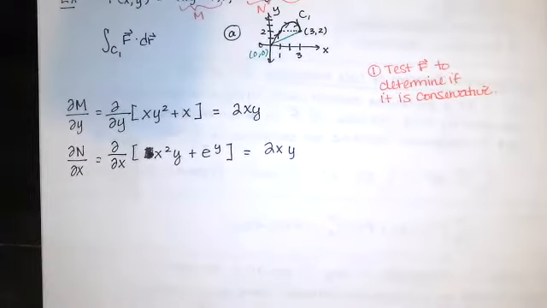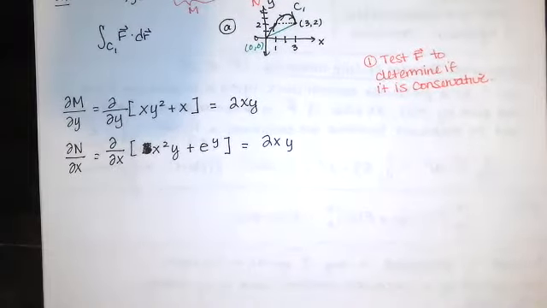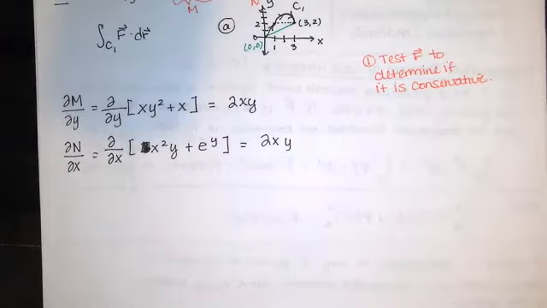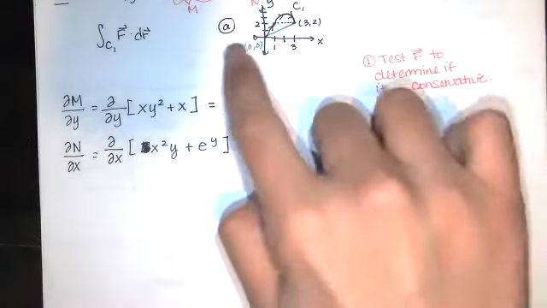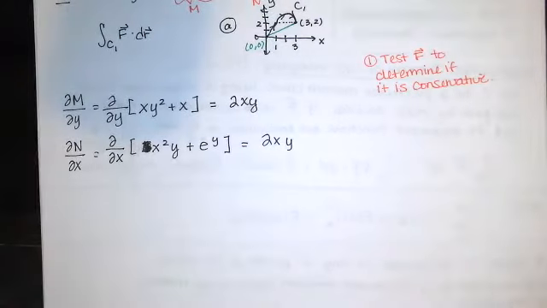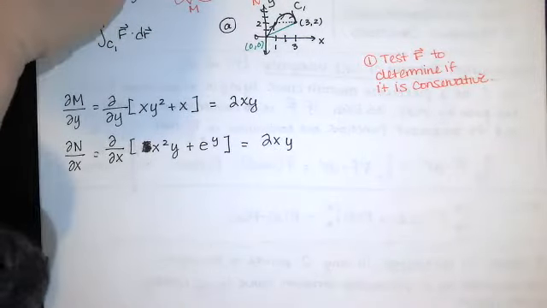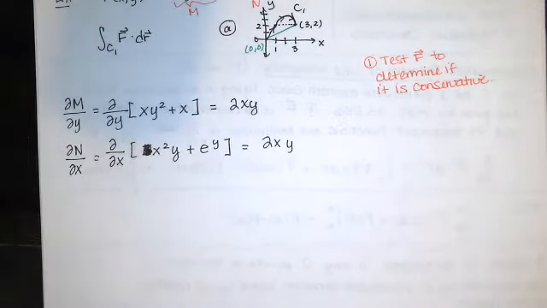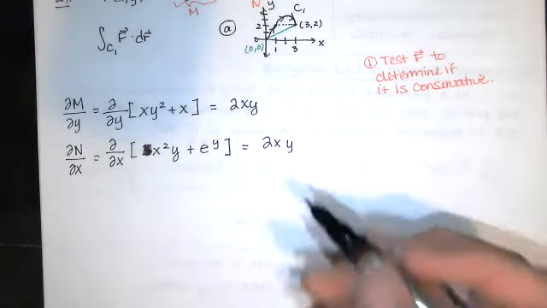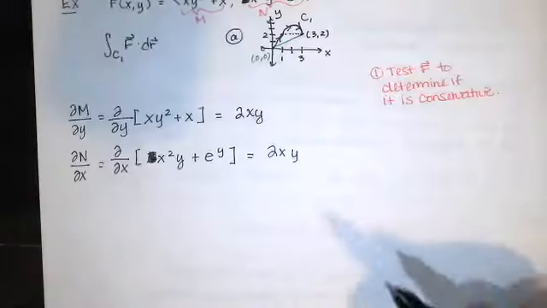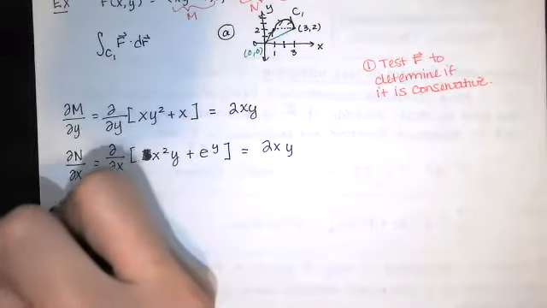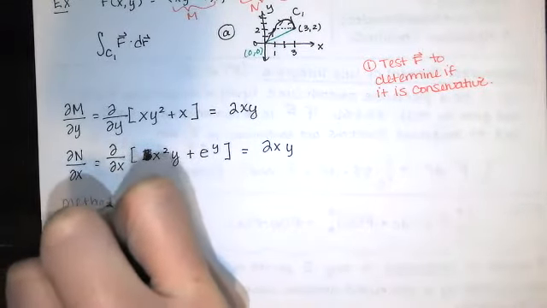Okay, so we know the field's conservative. We can evaluate this through any number of methods. I don't think I want to evaluate the line integral over the original path. We've already done that before. Let's evaluate the line integral over this new path from 0, 0 to 3, 2. So here's one method for evaluating this.